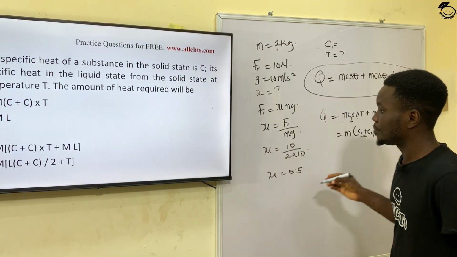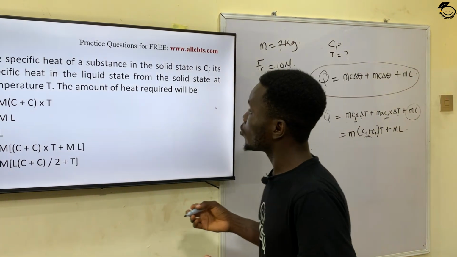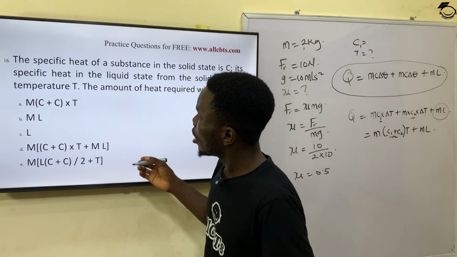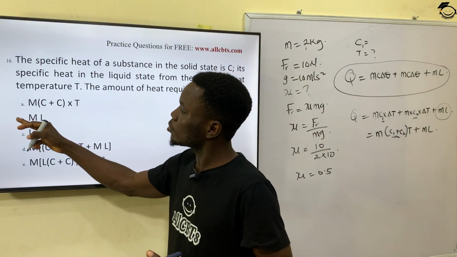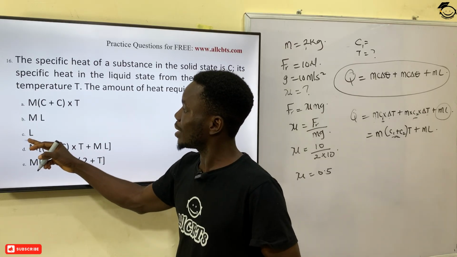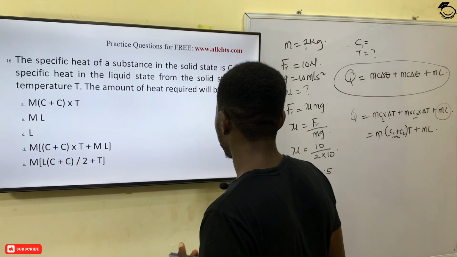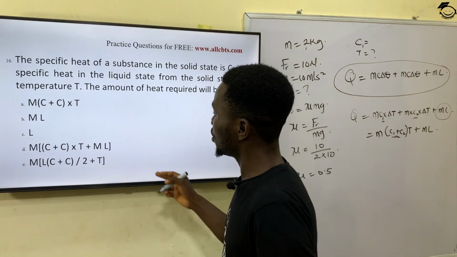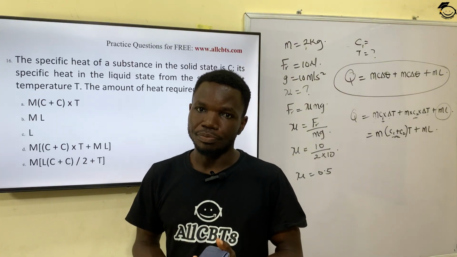So what I have here is simply looking at our options. So we're looking for something that looks like this. Option A here is not related. Option B talks about it all having only latent heat. Option C is only talking about the latent heat without the mass. Option D here looks like what we have. Yes, option D. So the correct answer to this question is option D.